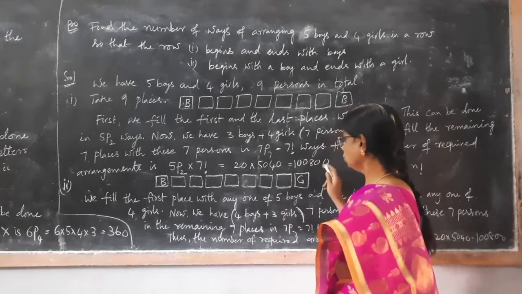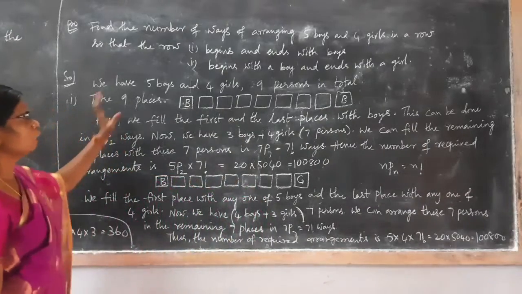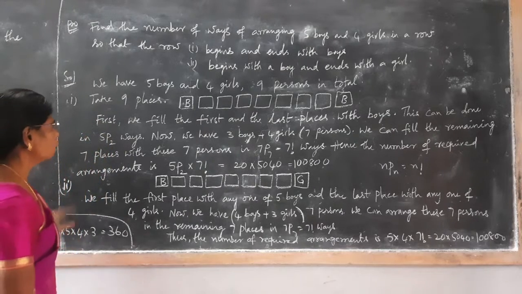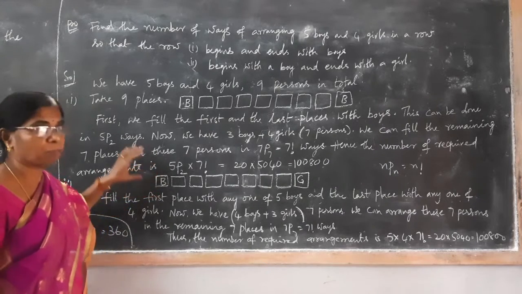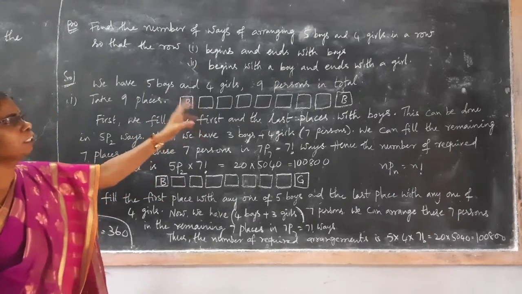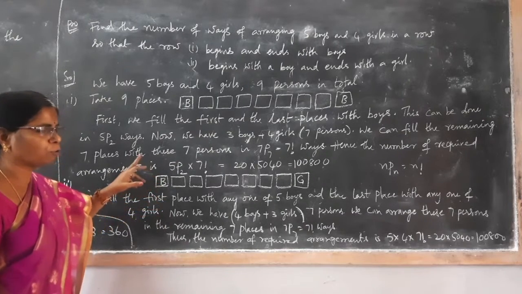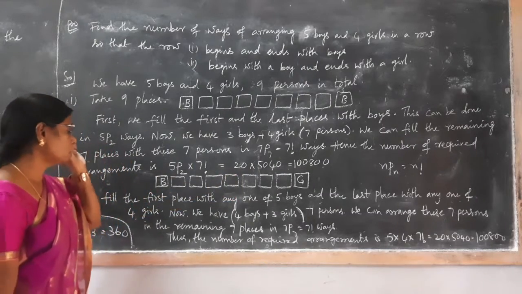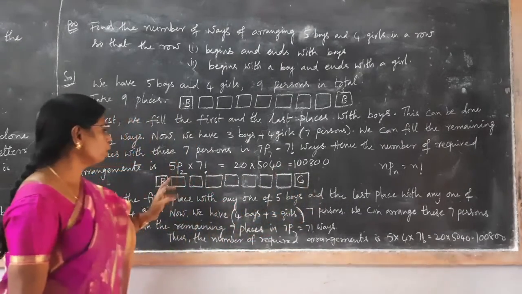That's why we got this answer. So next, for the second bit, begins with a boy and ends with a girl. That is our problem. So again I take 9 places. I have to arrange these 9 persons, that is 5 boys and 4 girls, in such a way that the row begins with a boy and ends with a girl. So for that purpose, I fill the first place with a boy and the last place with the girl. So how many boys are there?